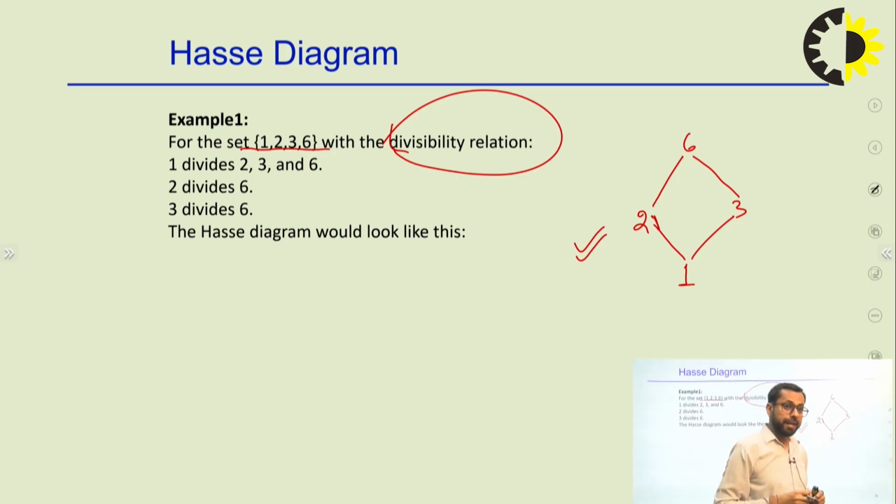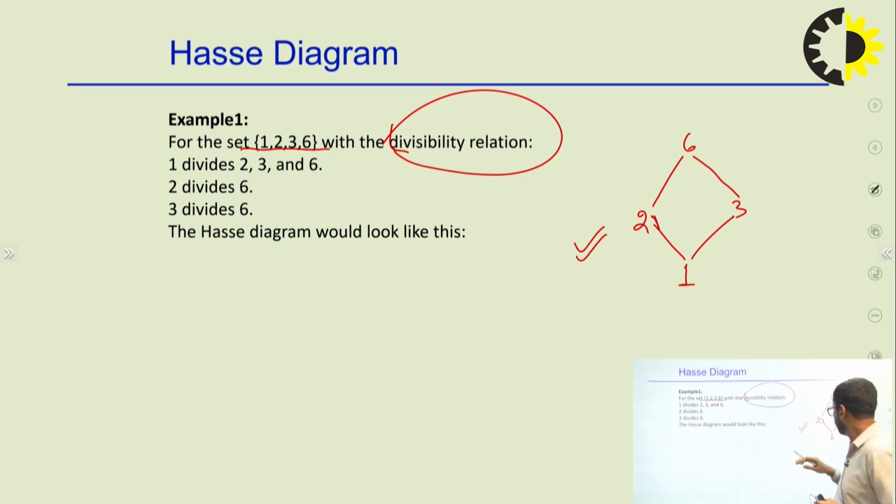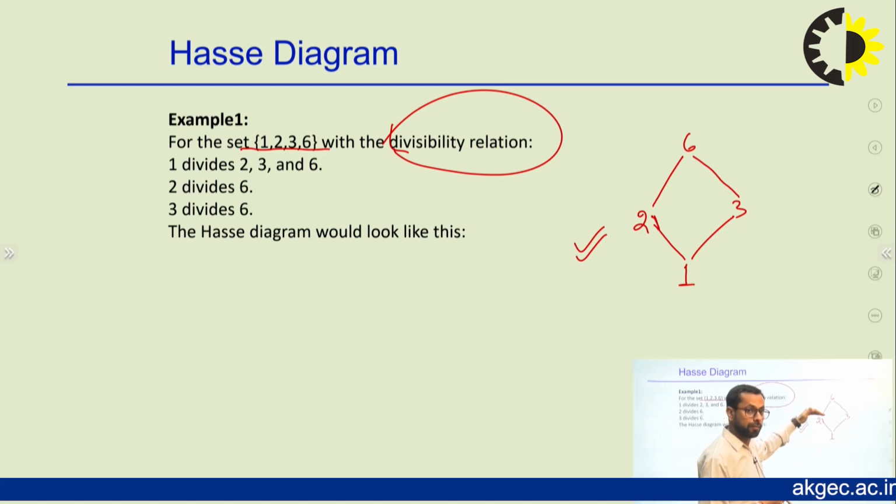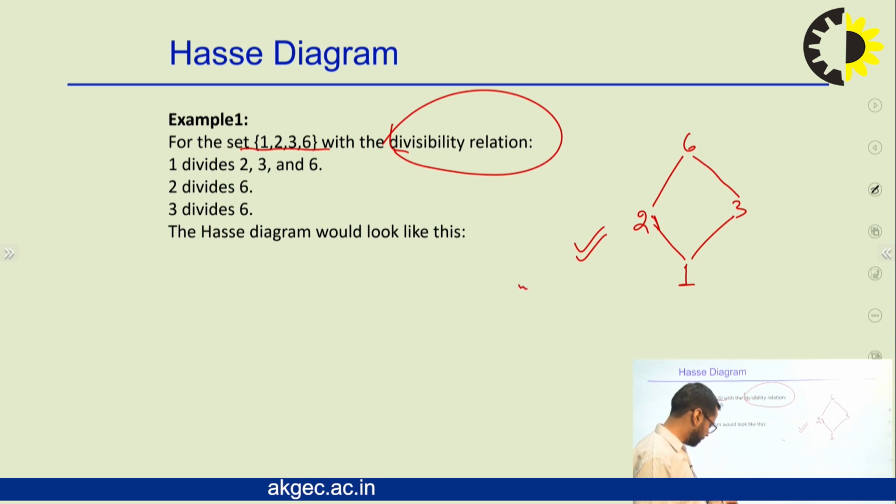How do we prepare this Hasse diagram? Because 1 is the least element, it is present at the bottom, at the base. Then 1 has the multiples 2 and 3, so we place them at the same level. Then 6 is placed at the top, because 6 is the multiple of 2 and 3 also, so we place 6 above the higher order of 2 and 3. So this is the Hasse diagram.